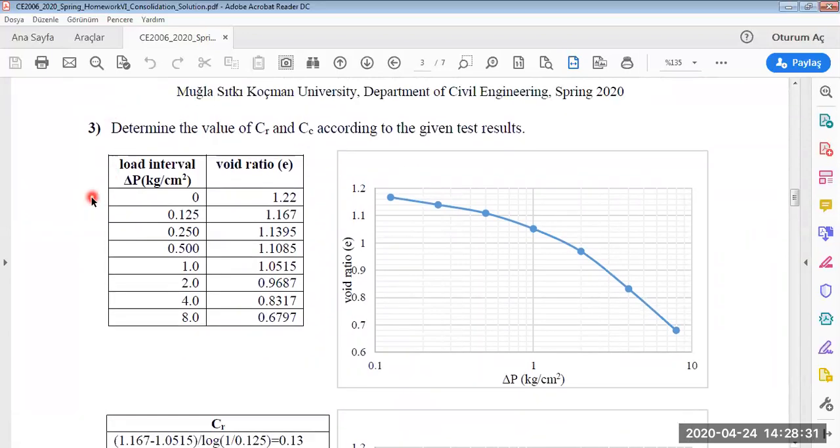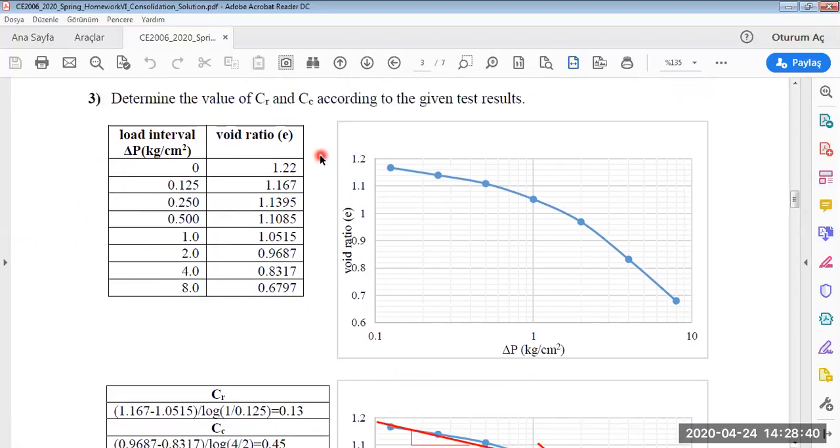The other parameters are compression and recompression indexes. Again, we can evaluate these parameters from a consolidation test. As you see, these are the time load intervals, and these are the void ratio values depending on these load intervals. Again, we plot this graph using these values. This axis is logarithmic scale, and we plot these values onto this graph.